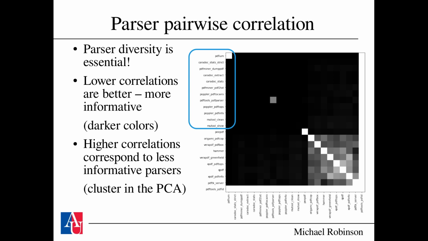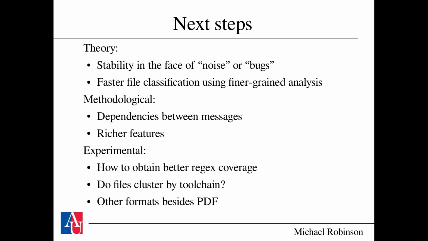The takeaway here, if we look at the underlying distance matrix that gave that principal components analysis, is that parser diversity is essential. You want low correlations amongst the parsers because that's more informative. The higher correlations mean that you can kind of predict what the error messages from one parser are, knowing the error messages for the other. So they're not quite so informative. Roughly speaking, of the nearly 24 parsers we needed slightly over half of them in order to get good results.